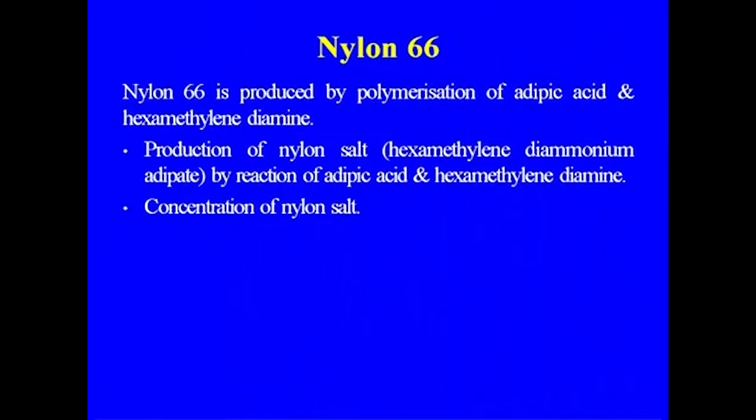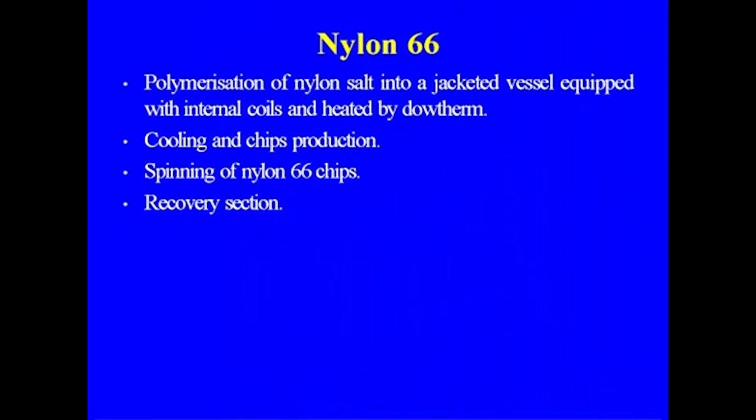And so the two major raw materials required for nylon 66 are adipic acid and hexamethylene diamine. Nylon 66 is produced by polymerization of adipic acid and hexamethylene diamine. What is happening during the reaction is that the nylon salt is made by the reaction of adipic acid and hexamethylene diamine, which is further polymerized. Polymerization of the nylon salt takes place in a jacketed vessel equipped with internal coils and heated by Dowtherm, followed by cooling and chips production. For spinning of nylon 66, here also we have melt spinning and the recovery section.